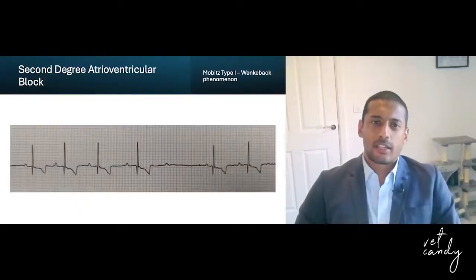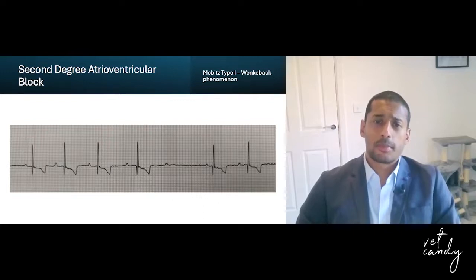Next, we have second-degree atrioventricular block. Second-degree AV block is intermittent failure of AV nodal conduction. On the ECG, there will be occasional P waves that aren't followed by a QRS complex. There are two types of second-degree AV block.